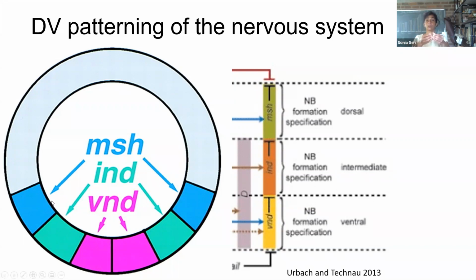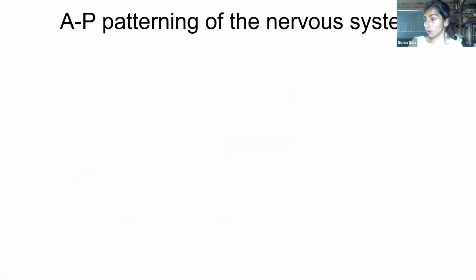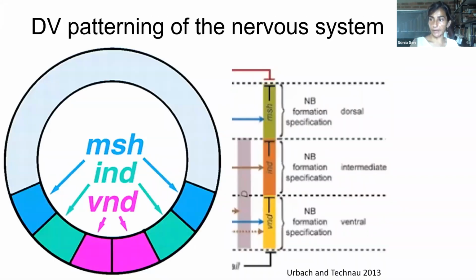And remember, this is going to be running along the entire length, this is a salami, right? But if you were to turn it around like that, you have a VND stripe like this, you have an IND stripe like this, and you have an MSH stripe like so. Okay, so that's dorsoventral patterning.